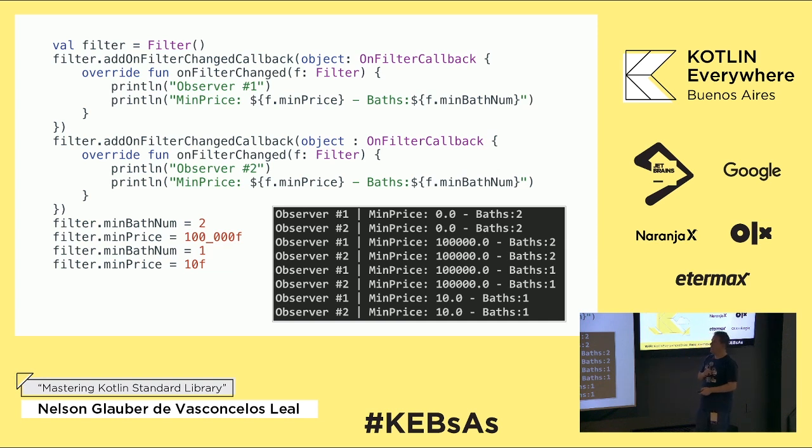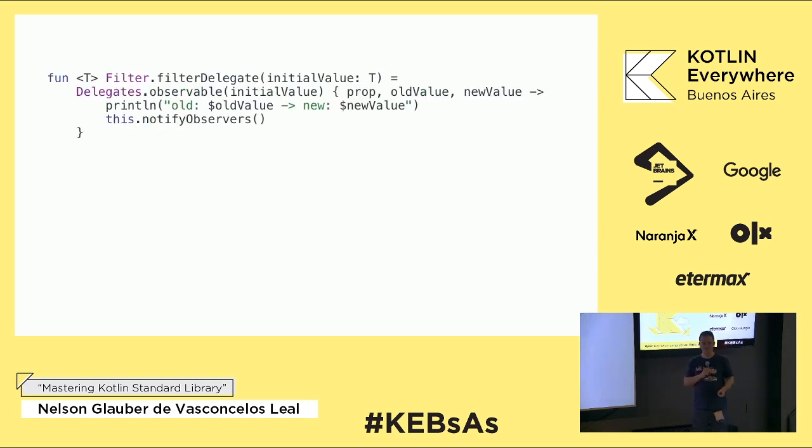Okay? There's a shorter version of this delegate, which is using observable. Observable is useful when you want to get the old property and the new property. So in this case, I have the old value and the new value. And again, I'm calling the observers. And notice it's an extension function. If you are new in Kotlin, you know you have to learn extension functions because they are used every time, everywhere.